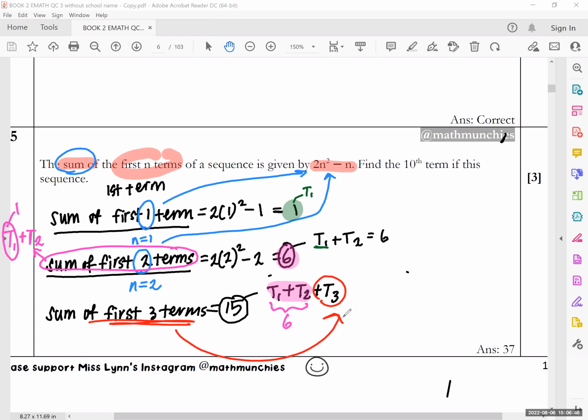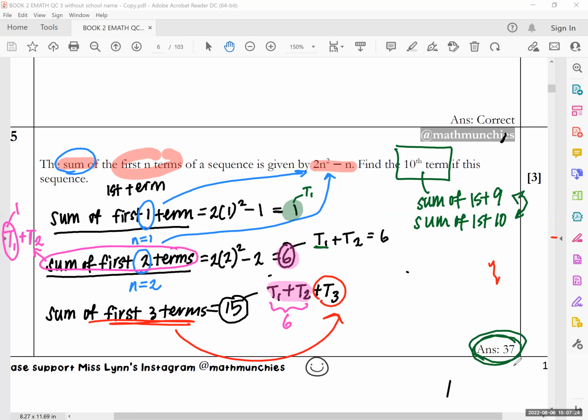So right now, the question says, find the 10th term. So what does that mean already? Yes, I need to find the sum of the first 9 terms and the sum of the first 10 terms. And what do we do? Yes, subtract them to get your 10th term. Understand this whole logic already? It came about from all this. Try to do that now and see, are you all able to get the answer of 37? If cannot, please raise up your hand. I'll come over.